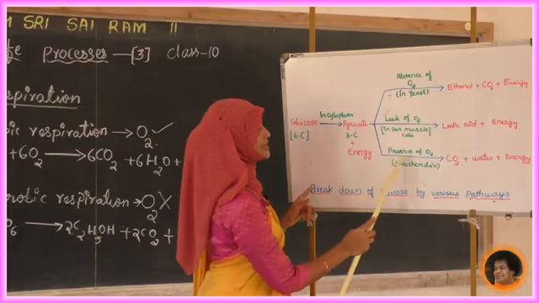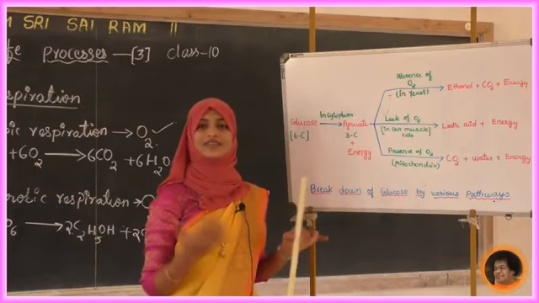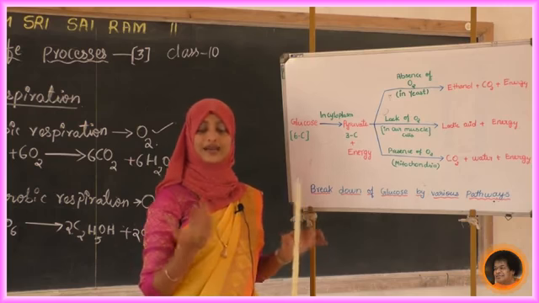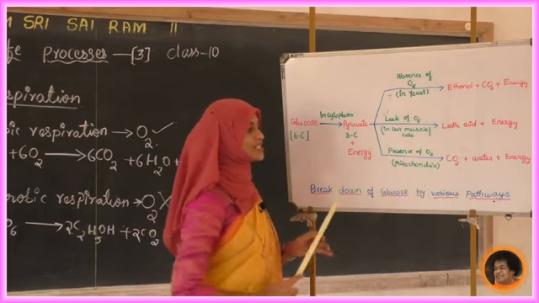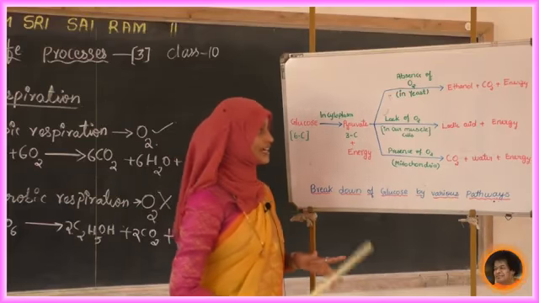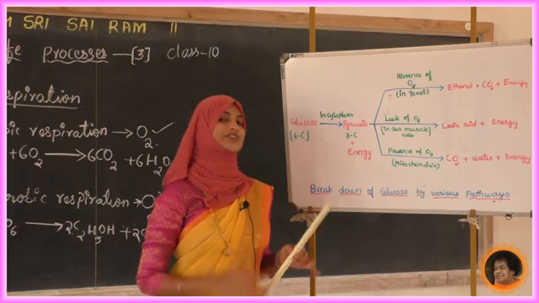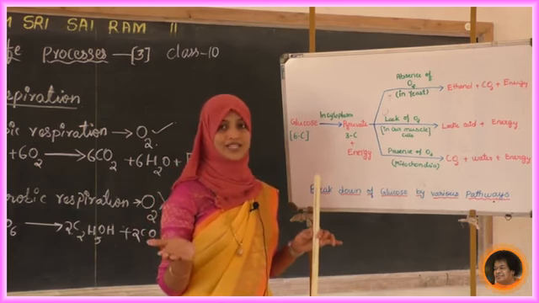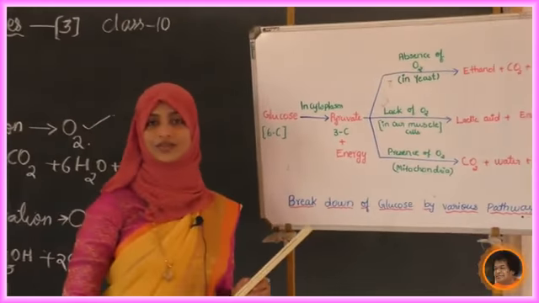Next, presence of oxygen, that is in our mitochondria, in all organisms, whichever organisms are examples for aerobic respiration, in mitochondria, that is the presence of oxygen, we are getting carbon dioxide, water and energy. Here energy is a common product. If it is aerobic or anaerobic, the energy is the common product. So these are the breakdown of glucose by various pathways.